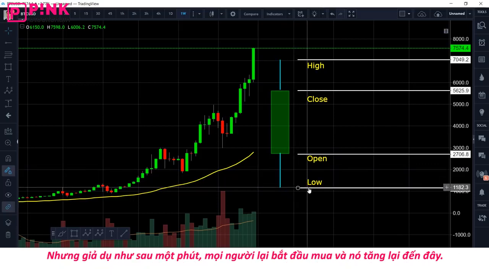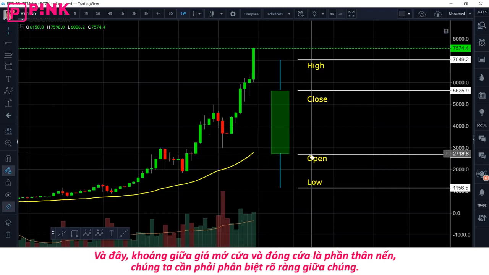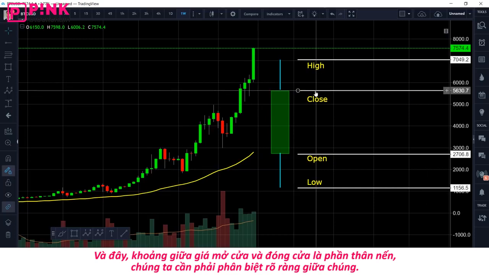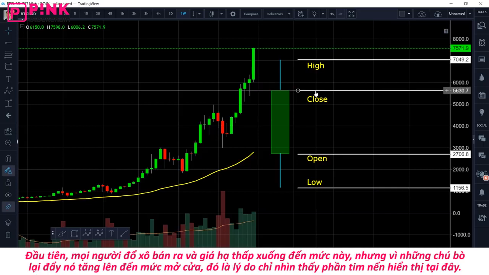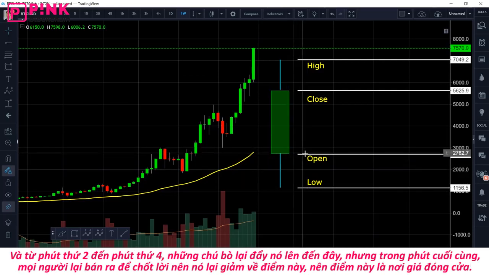But let's say after a minute, people start buying it up to here again, okay? And in between where it opened and it closed will only have the body showing. And that's important to distinguish. So in the first minute, for example, there could have been people selling all the way down to here, but because the bulls pushed it all the way back up to at least where it opened, that's why there's only a wick showing.